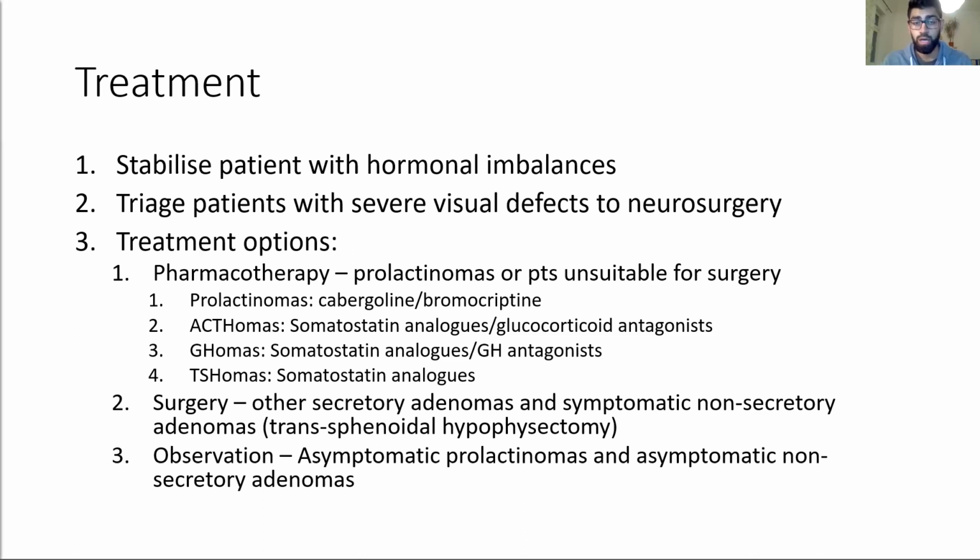Surgery is typically an option for those patients who have other secretory adenomas, so other than prolactinomas, or if they have any symptomatic non-secretory adenomas. And the approach is usually a transsphenoidal hypophysectomy, either a partial or a complete resection, again depending on symptoms, depending on the mass effect. And observation is typically reserved for patients who are asymptomatic. So they either have an asymptomatic prolactinoma or another non-secretory adenoma.